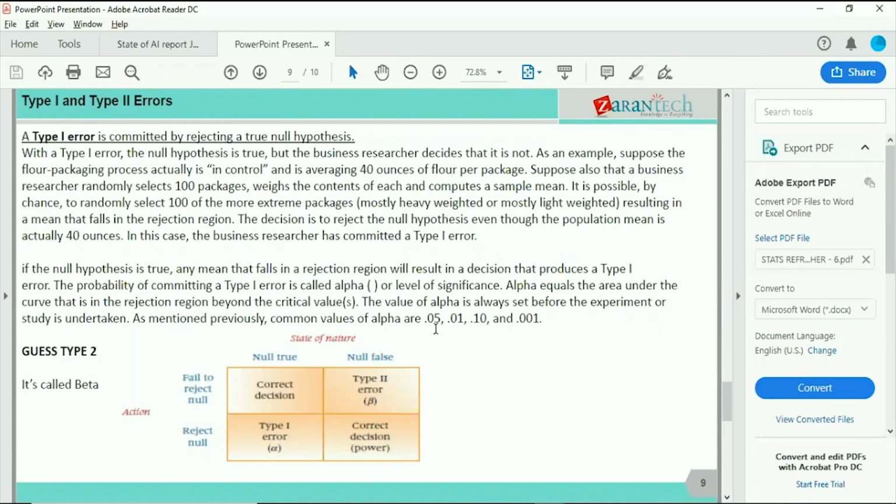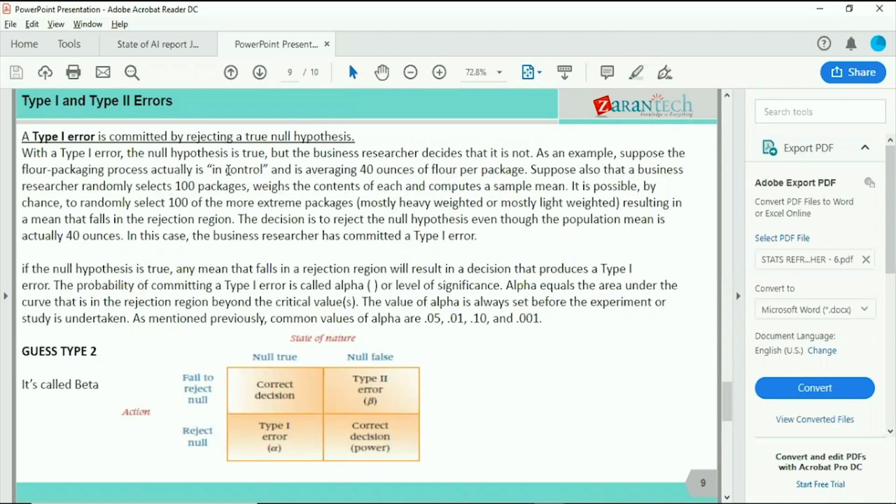Okay, let's go through these examples. With a type 1 error, the null hypothesis is true, but the business researcher decides that it is not. As an example, suppose the flour packaging process actually is in control and is averaging 40 ounces of flour per package. Suppose also that a business researcher randomly selects 100 packages, weighs the content of each and computes a sample mean.